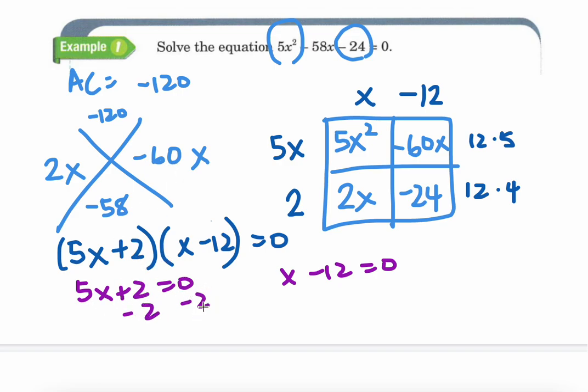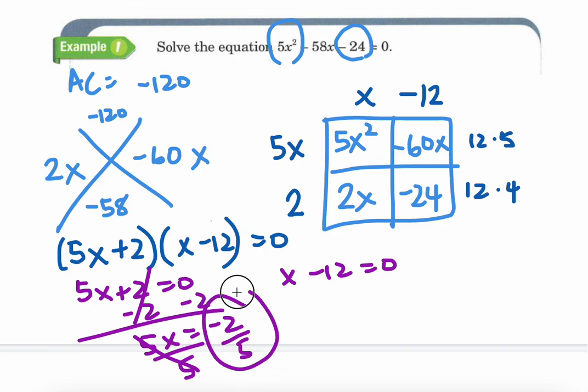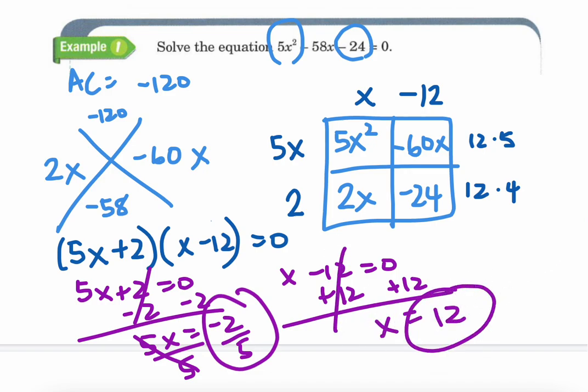Okay, so this is minus 2 to get x by itself, and then divide by 5. Okay, so one of my answers is negative 2/5. And the other is 12. X can equal 12 or negative 2/5 to get that answer of 0.